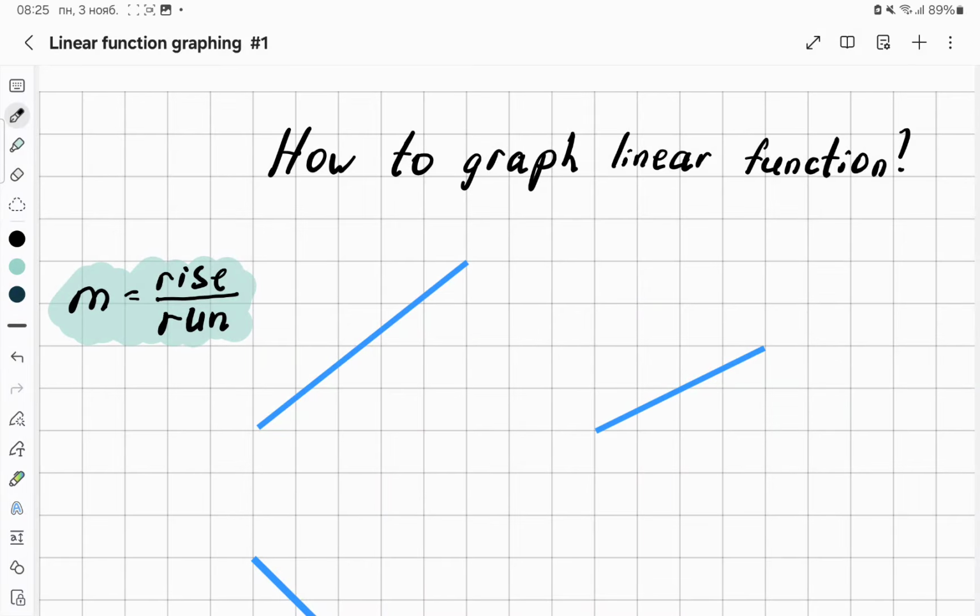Do you know how to graph a linear function? If you don't know, watch this video. After this video, you will completely understand how to graph a linear function. So first of all, let's start with the slope.